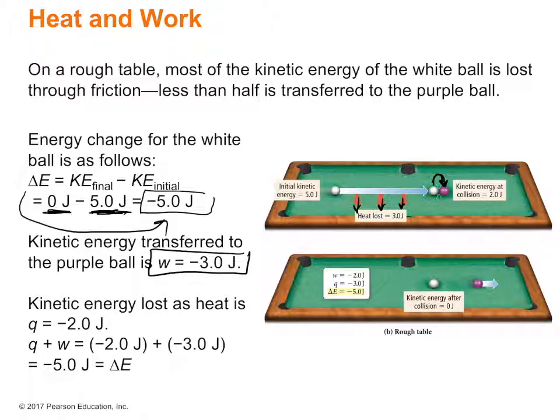Okay, so it's not going to travel as fast. It's not going to hit as hard if your table is rough. So the kinetic energy lost as heat is Q equals negative 2.0 joules. Okay, that's what we got. So the total amount of change in energy is 5 joules.